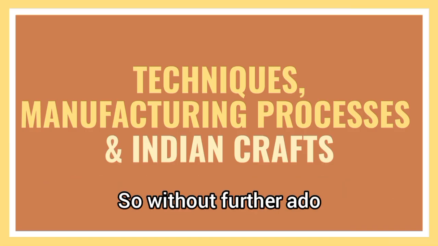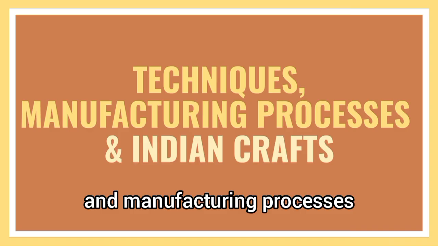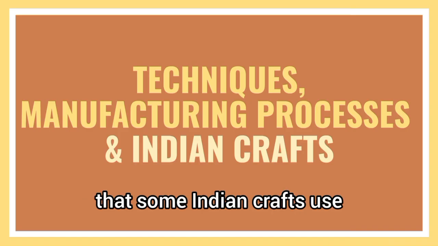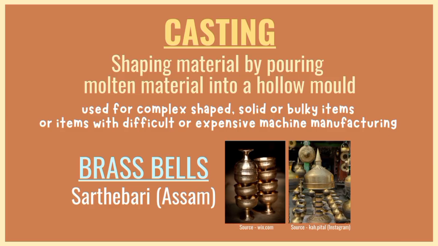So without further ado, let's start the video, and today we'll be learning techniques and manufacturing processes that some Indian crafts use. So let's start with the different types of castings. Casting is when a molten material, which is a liquefied material, is shaped by pouring it into a hollow mold, a hollow cavity. Put the liquefied material inside the mold and then you leave it to dry, so that is called casting, and then you remove the mold and take out the product.